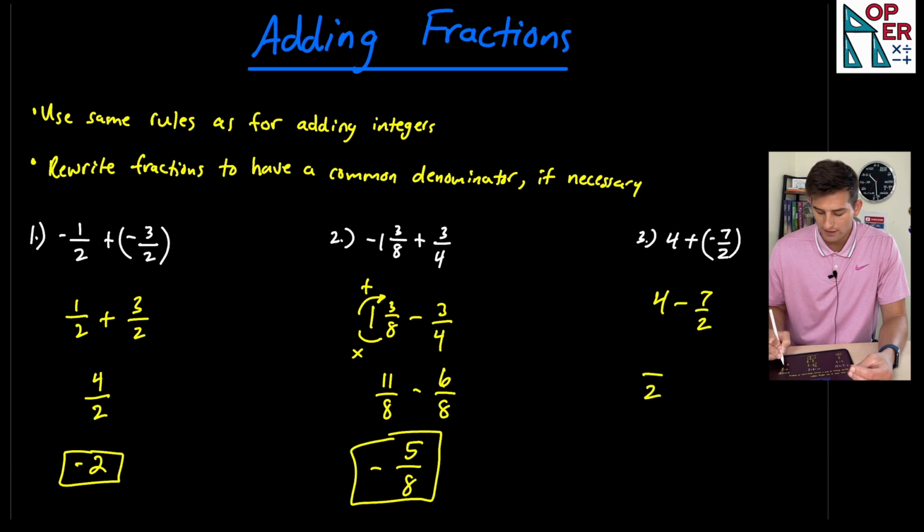Well, what divided by 2 is 4? Well, that'd be 8, right? So 8 divided by 2. So 8 over 2 is the same as 4. Now we have a common denominator and we can subtract. So 8 minus 7 will be 1, so we get 1/2.